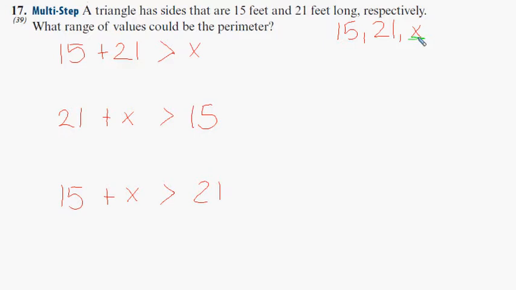So 15 plus 21 is going to give us 36. So 36 has to be greater than x, or x has to be less than 36. Okay, this next one, if we bring the negative 21 over here, notice that we're going to get a negative number. x has to be greater than a negative number. So already we can see that this is a pretty nonsensical option. So let's go to this last one, bring the negative 15 over here. We have negative 15, and so now we can see that x has to be greater than 6. So x has to be less than 36 and greater than 6.